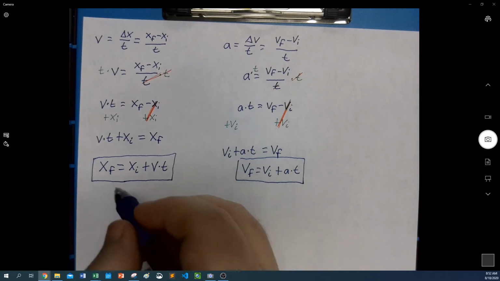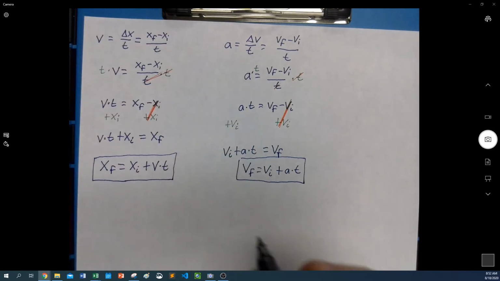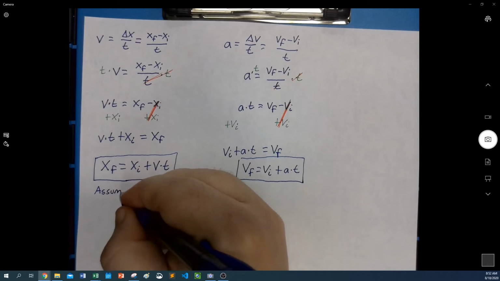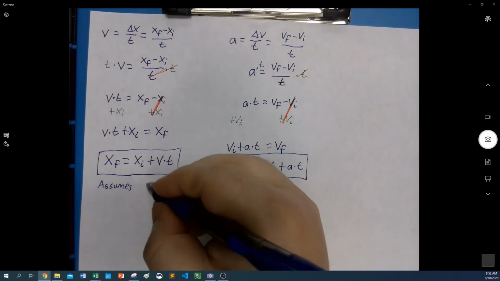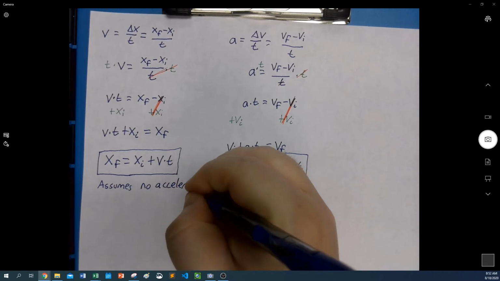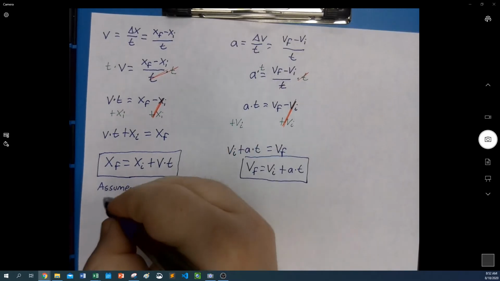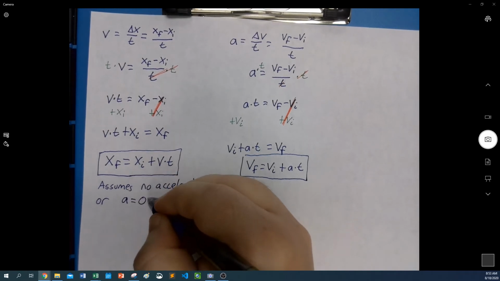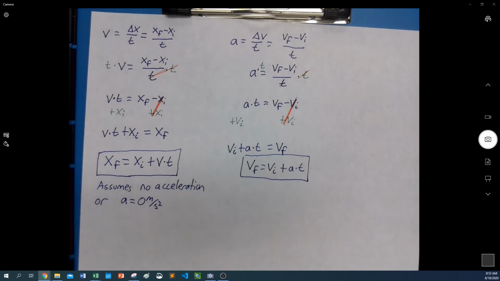Note that for this version of the equation, this assumes no acceleration. A is equal to 0 meters per second squared.